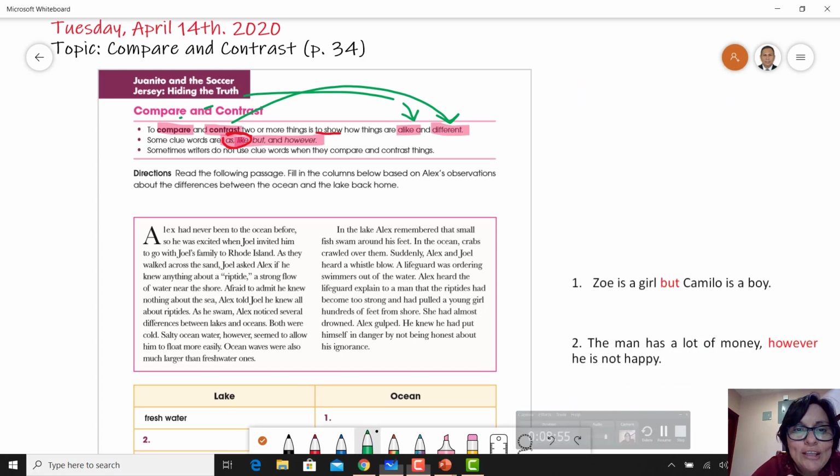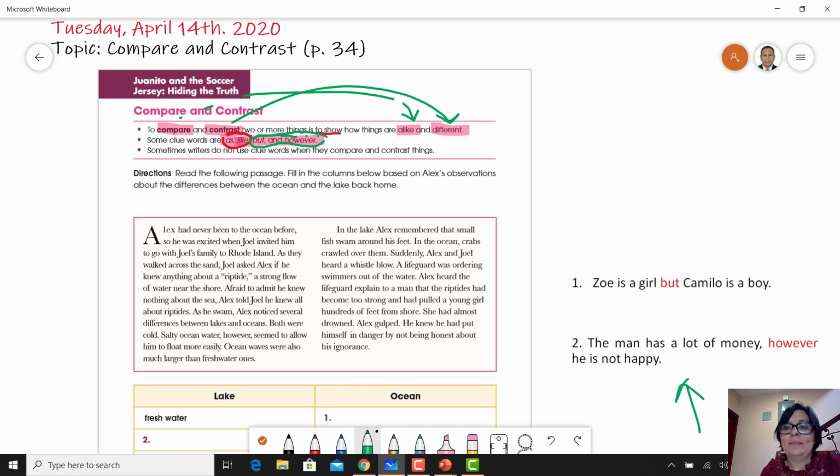Now we are going to look for examples of but and however. We already know that as and like are for comparing. But and however are for contrasting. And I want you to look at these examples. Read the sentence number 1.